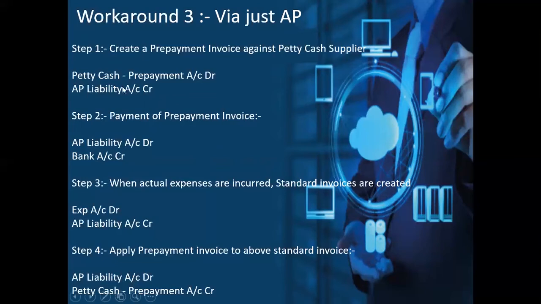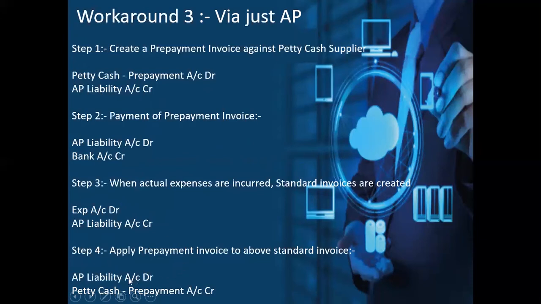So the net accounting impact of these accounting entries: your petty cash prepayment account is debited and your bank account is credited. And when the actual expenses are incurred, standard invoices are created, wherein your expense account will be debited and the AP liability account will be credited. As the expenses are incurred and paid using your petty cash, you need to apply the above prepayment invoice against this particular standard invoice so that the outstanding amount of this standard invoice will be brought to zero.